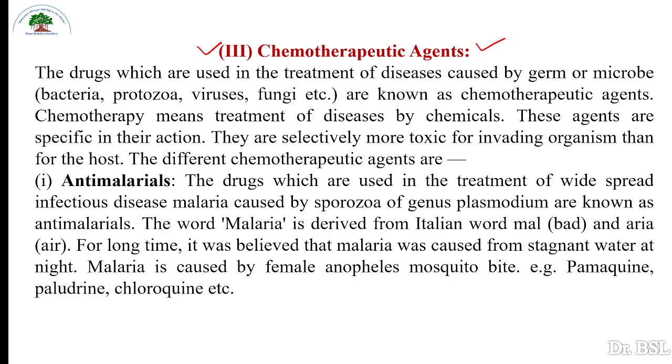The third main type of drug, depending on the therapeutic action, is chemotherapeutic agents. Drugs which are used in the treatment of diseases caused by germs or microbes, that is bacteria, protozoa, virus, fungi, are known as chemotherapeutic agents. Chemotherapy means treatment of disease by chemicals. These agents are specific in their action. They are selectively more toxic for the invading organism than for the host.